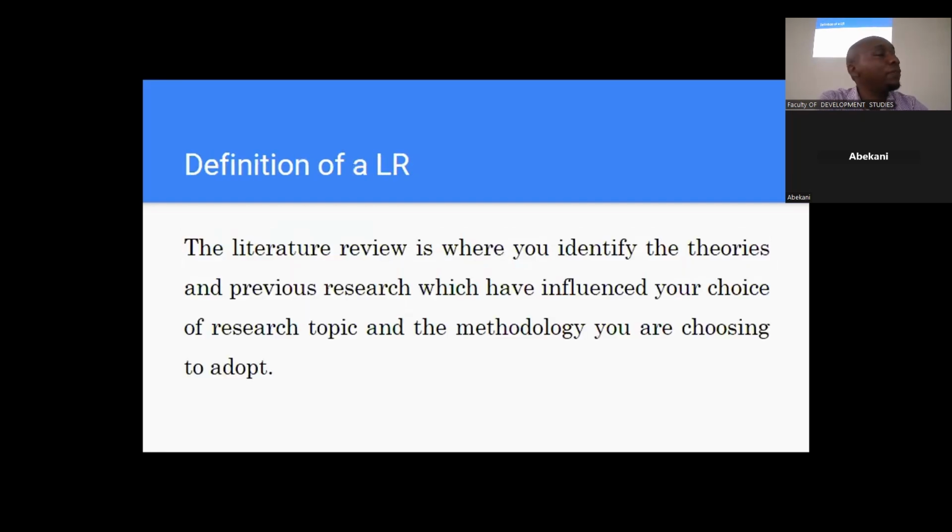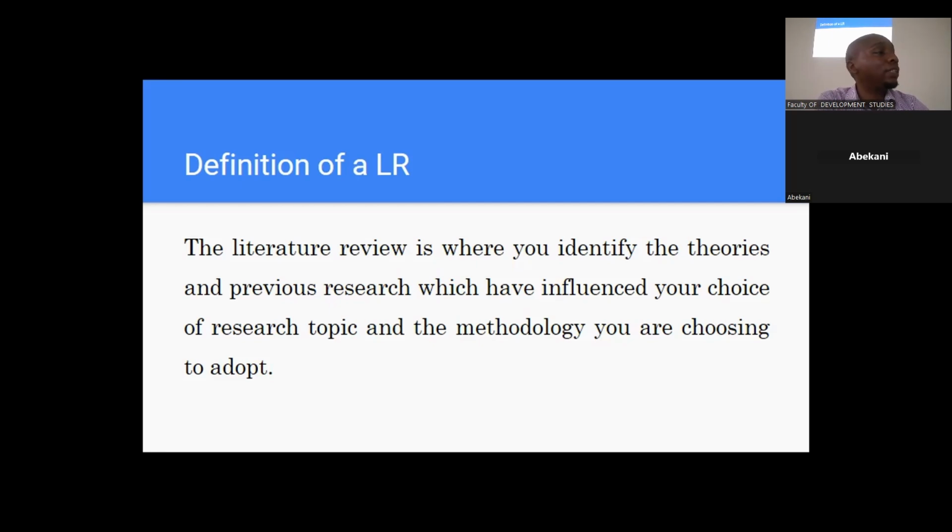So the literature review, okay, I'm not sure if this is the right definition, but I just put it here for you to have an idea. A literature review is where you identify the theories and the previous research which have influenced your choice of research topic and the methodologies you are choosing to adopt. You see, there are 2 things: theories and previous research. So not all the previous research done are like theories.